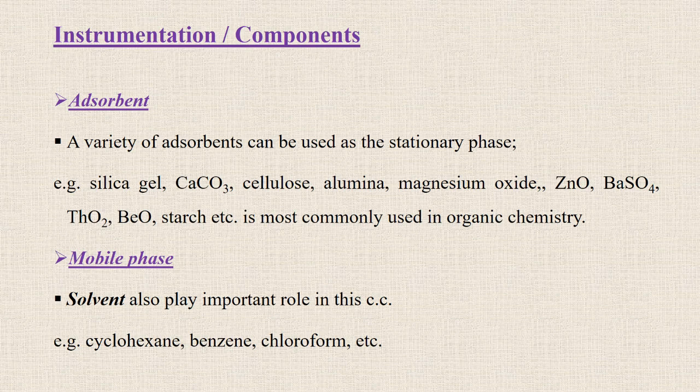What are the instrumentation and the components? First one is the adsorbent or stationary phase. A variety of adsorbents can be used as a stationary phase, which depends upon the mixture to be separated. For example, silica gel, calcium carbonate, cellulose, alumina, magnesium oxide, zinc oxide, etc. Similarly, the mobile phase also depends upon the mixture to be separated. It plays an important role in column chromatography. Some of the mobile phases are cyclohexane, benzene, etc.